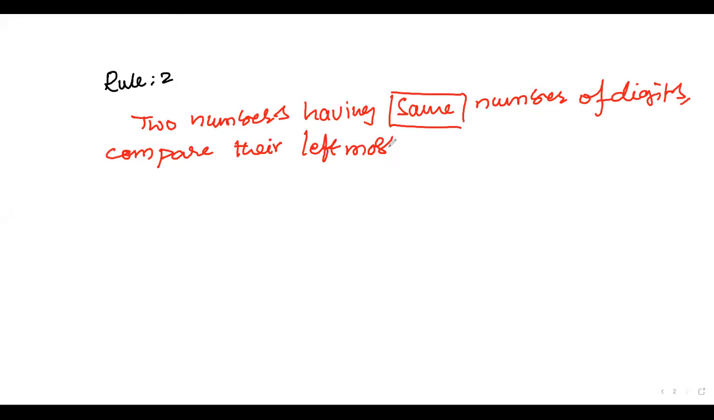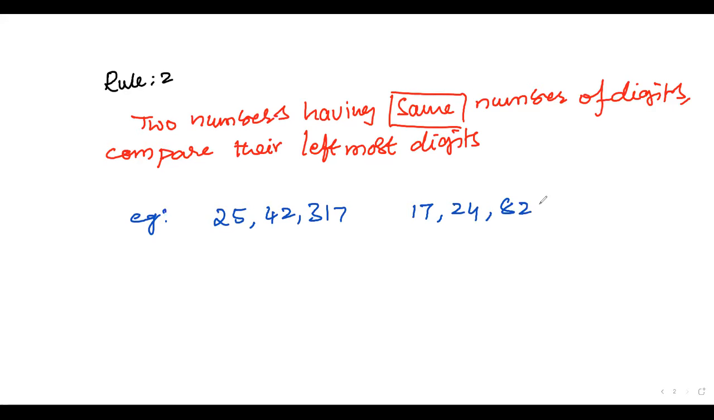Why? Because the leftmost places are greater. I will give one example so you understand by example. 25 lakhs 42,317 is one number, and 17 lakhs 24,829 is another number. We are comparing these two numbers.